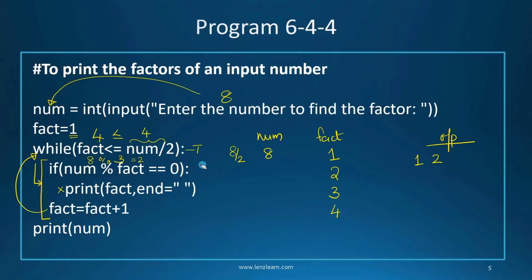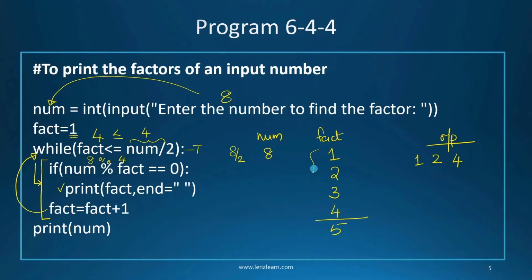So that is true. Now I will do 8 modulo 4. You can understand 4 exactly divides 8, so the remainder will be 0. So now the print statement will execute. You will get 4 in the output. Now the fact will get increased to 5.